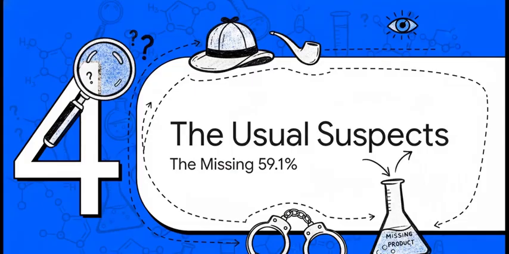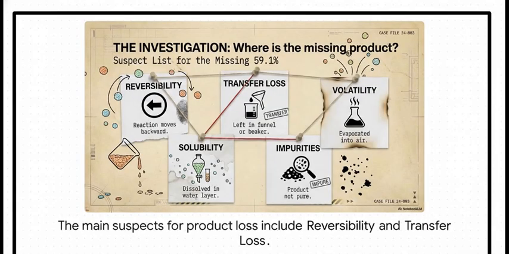Now that we have our result, the investigation takes a turn. It's time to identify the culprits responsible for all that missing product. It's time to round up the usual suspects. And here they are, our lineup. First up, reversibility. Our prime suspect right from the start, the reaction just didn't want to finish.